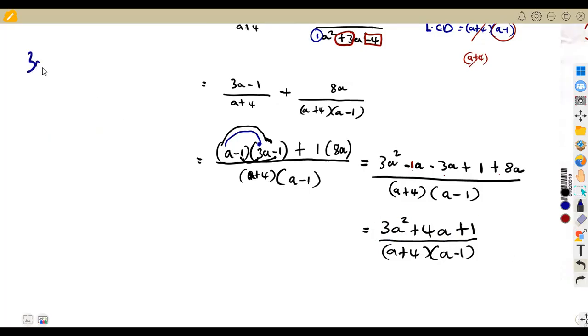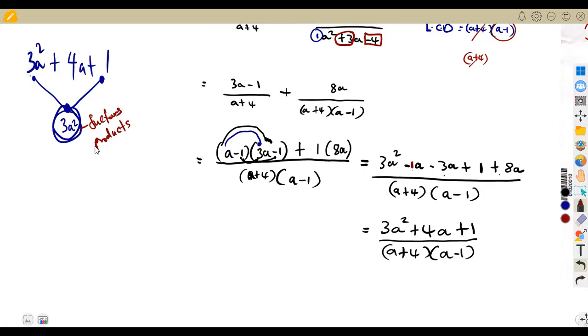So if we are to factorize 3a squared plus 4a plus 1, remember what we said, if this is not a 1, we're going to multiply the first term by the last term, as we did. So if we multiply this 3a squared and 1, this is going to give us 3a squared. So you're going to need the factors of 3a squared. But the two numbers that you consider, if you add them, they must go back here. They must give you this middle term, which is 4a.